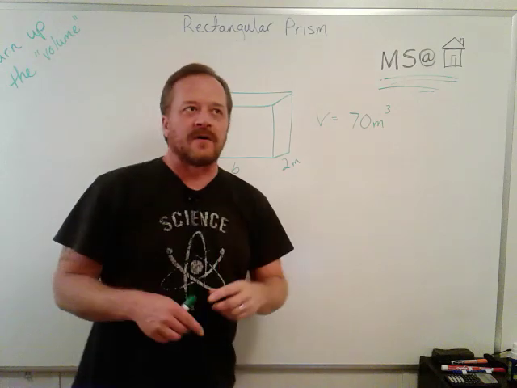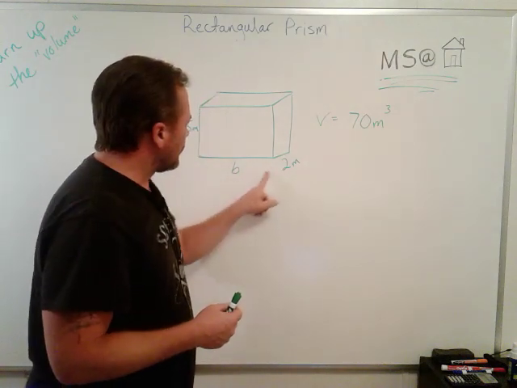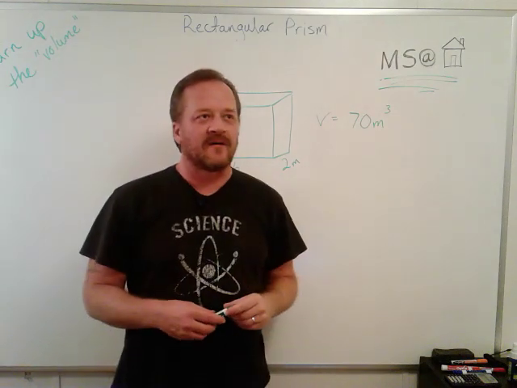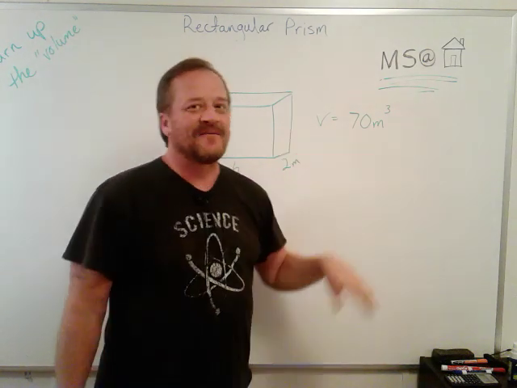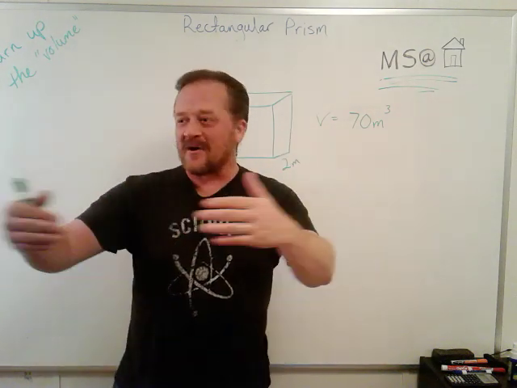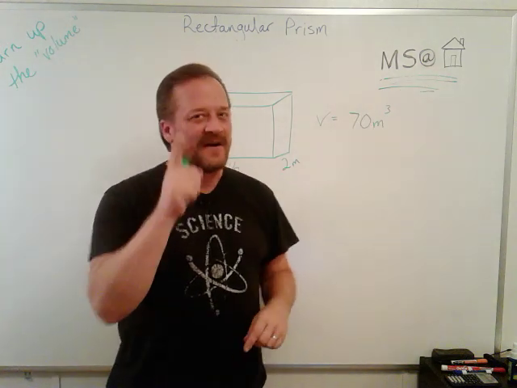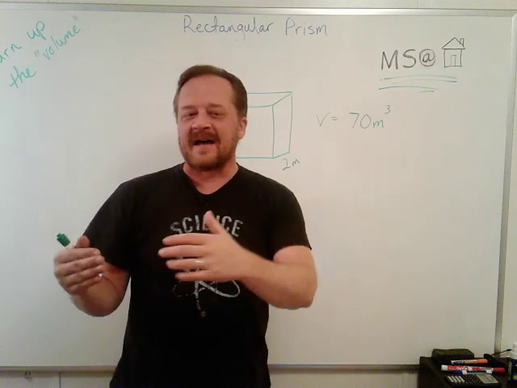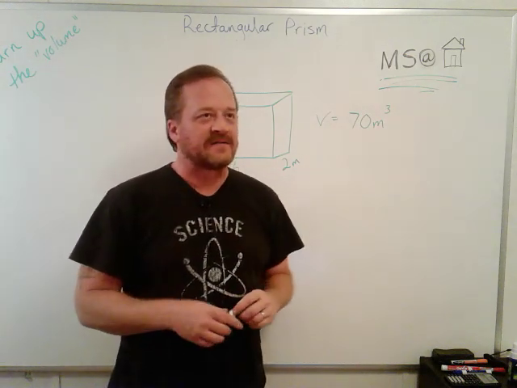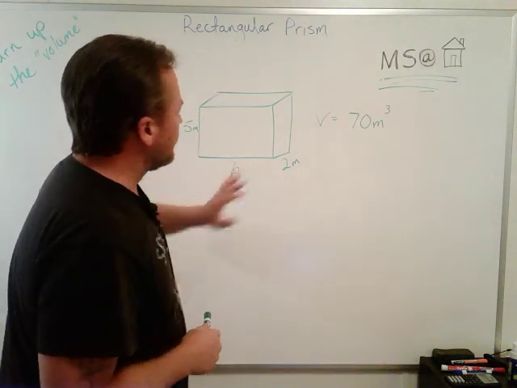The only thing I don't know yet is what's the base? And that could come in handy because what if I had a whole bunch of these 70 meter cubed rectangular prisms that I had to stack them all in a certain space? It'd be very helpful to know how big this base is so I know how to stack them and how many I can fit in that space. So, how do I figure this out?